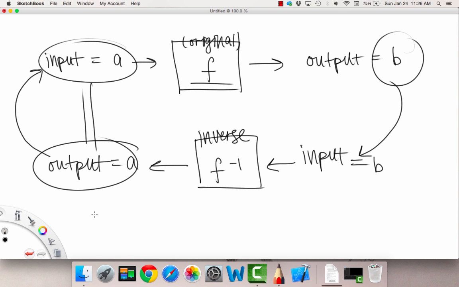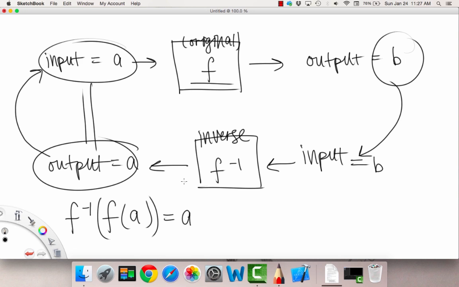So we took a and put it into the original function f. f of a is plugging our input a into f. Then we took that result, which was b, and plugged it into our inverse function, f to the negative 1, which is not a power, but the inverse of f. Once we did this, we got back to our original starting point, a.